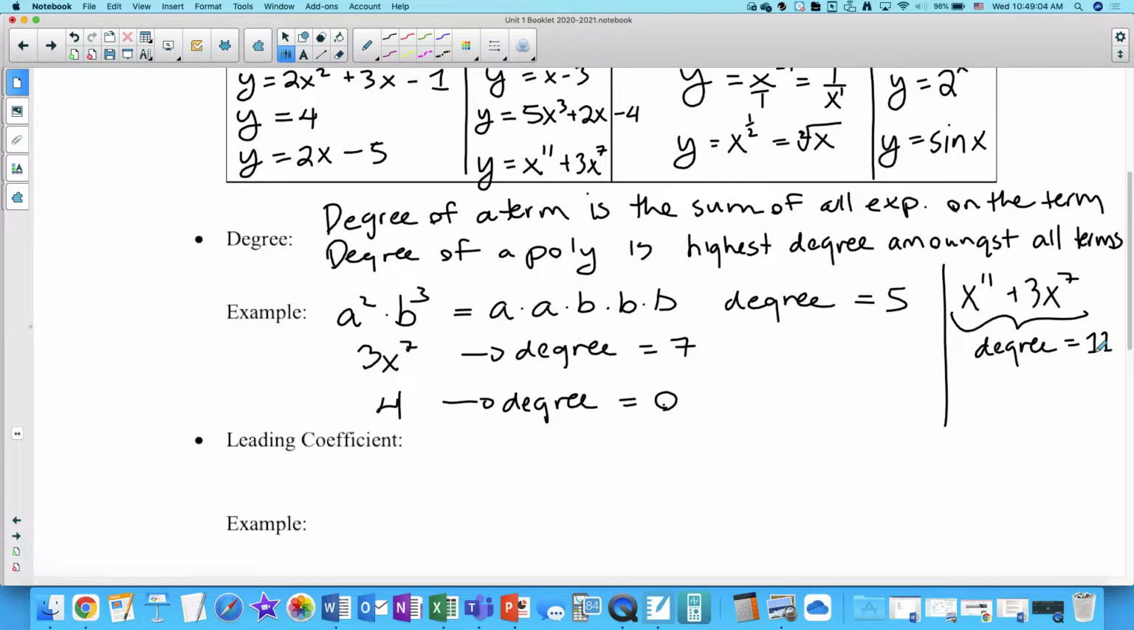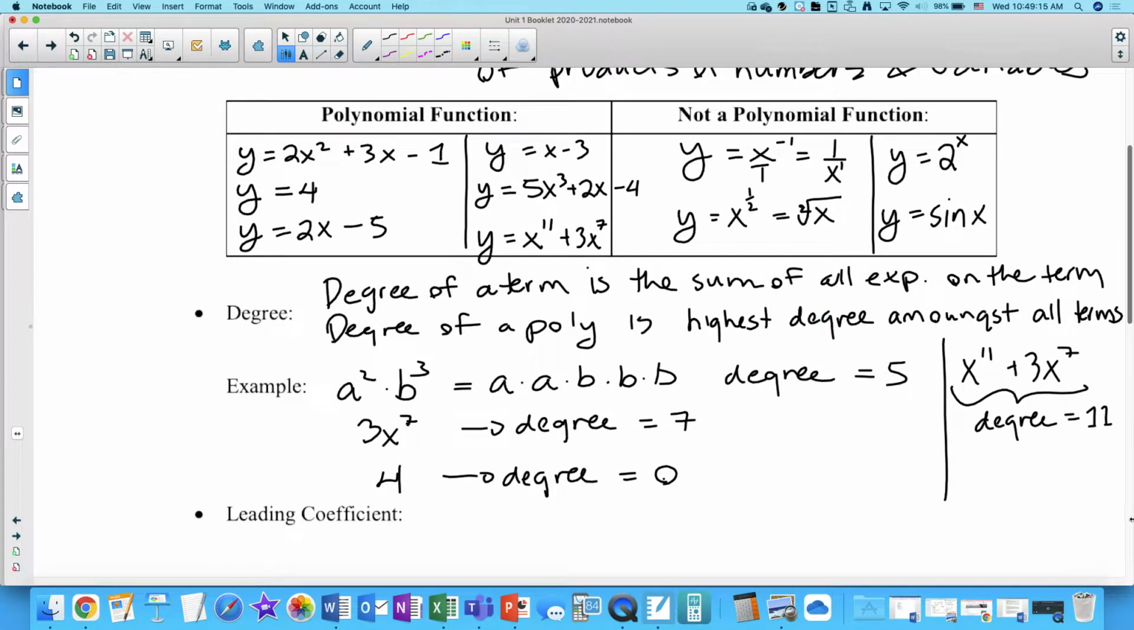Okay? Leading coefficient. So firstly, what's a coefficient? What are the coefficients in this first polynomial, 2x squared plus 3x minus 1? 2 and 3. Yeah. So a coefficient is a number in front of a variable. Okay? So here I would say the coefficient of x squared is 2. And the coefficient of x is 3. Is 1 a coefficient? No, it has another name, though.